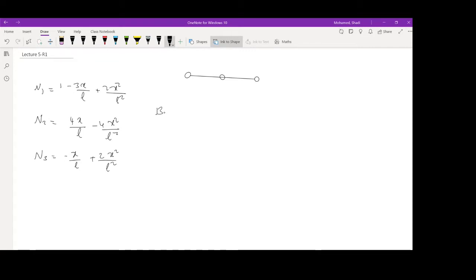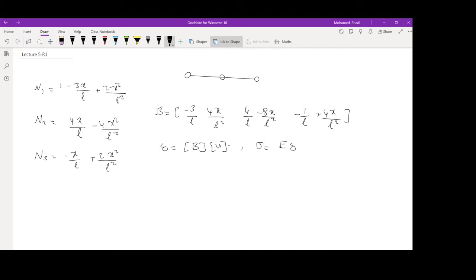So the B matrix was just the derivative of the shape functions, so it is minus 3 over L plus 4x over L squared, and then we have 4 over L minus 8x over L squared, and finally minus 1 over L plus 4x over L squared. So this is the B matrix. We know the strain is basically the B matrix multiplied by the displacement vector. We know obviously the stress is just the elasticity modulus multiplied by the strain.